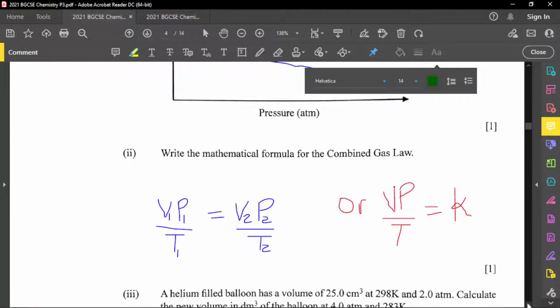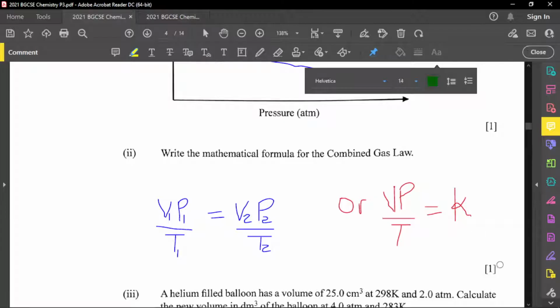For part 2, write the mathematical formula for the combined gas law. In the combined gas law, you must have the volume, the pressure, and the temperature. Therefore, V1 times P1 over T1 is equal to V2 P2 over T2. Again, remember that temperature is always the denominator. As a simpler version, V times P, which is volume times pressure, over temperature gives a constant value.